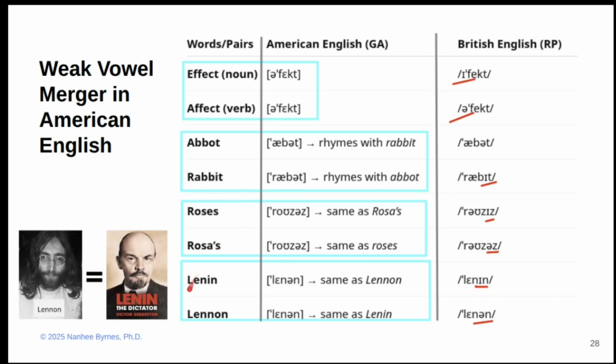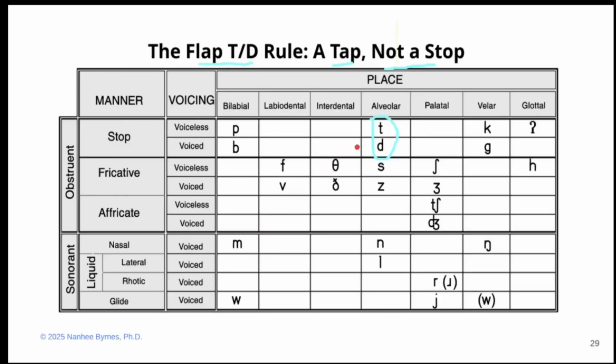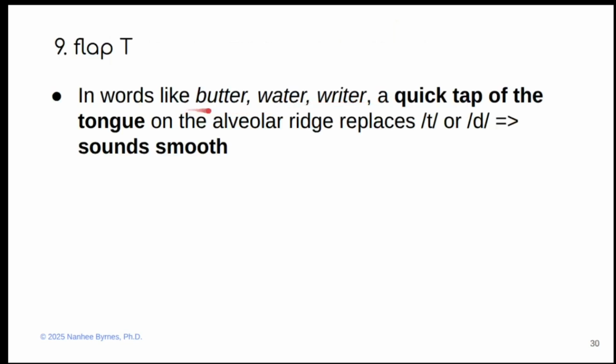Then there's the flap T, so famous that some people even call it the American T sound. In words like butter, water, writer, we just make a quick tap of the tongue on the alveolar ridge. Right. That's what makes American English sound so smooth. Some even say buttery. So how does British English feel without the flap T sound?